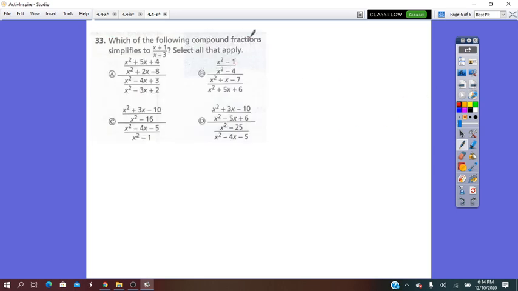Which of the following compound fractions simplifies to x plus 1 over x minus 3? Select all that apply. So that we can say which one of those is equivalent with x plus 1 over x minus 3, the only way is to take it one by one and get its simplest form. So I will take A first. Already in numerator and denominator, it's only one fraction in each place, so they are in simplest form.